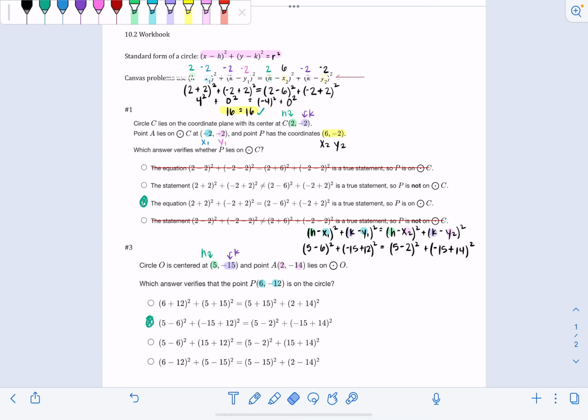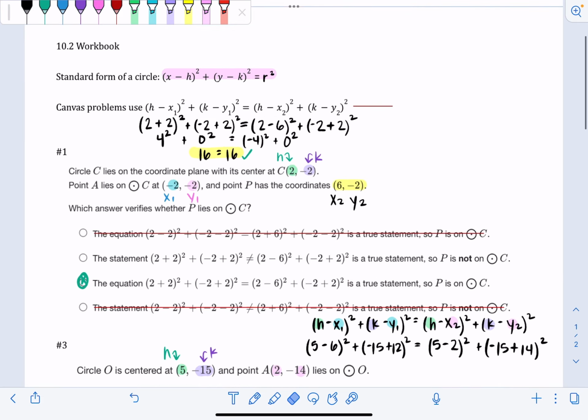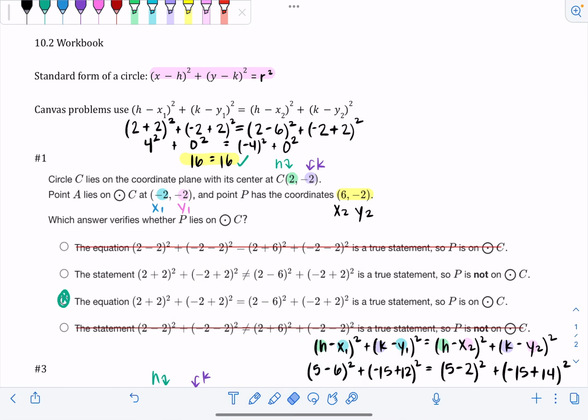Okay, I'm going to erase that, zoom in, just in case you need to pause it and copy it down. But this is for all the problems that require you to determine if a point is on a circle or not.